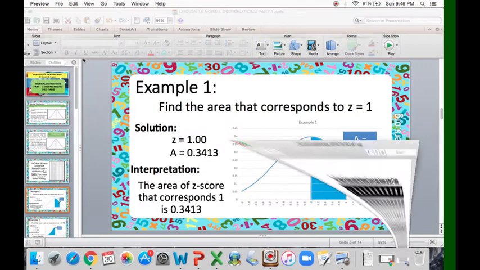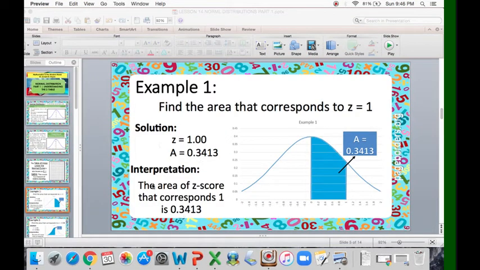So, let's check. Tama. So, the area of Z-score that corresponds to 1 is 0.3413. If guguhitin natin siya using a normal curve, but in your activity, I'm not asking you to do this, ang gagawin lang natin is we will just shade dito sa part ng 1 kasi 1.00 tayo and then i-shade natin siya.